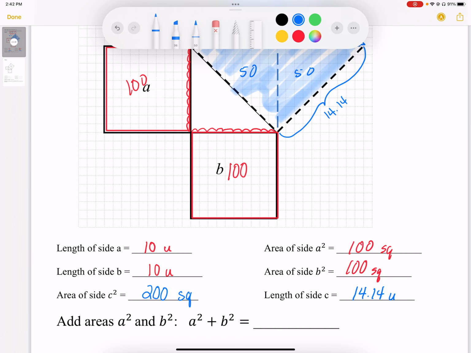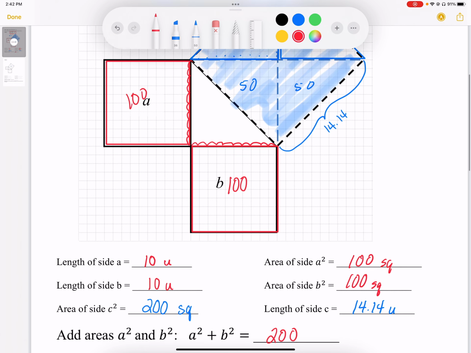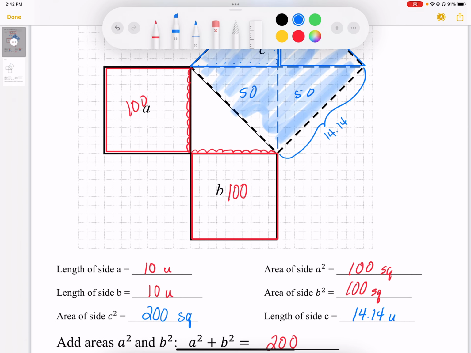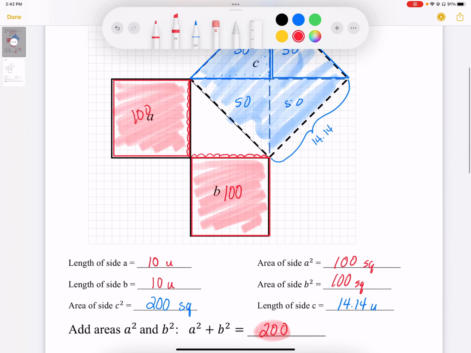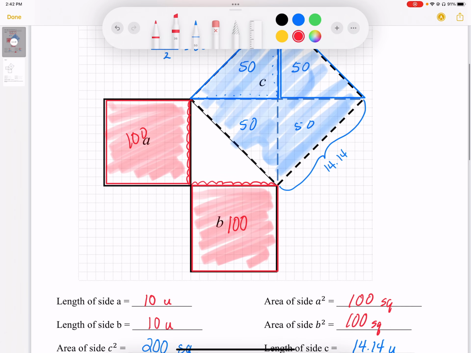So we have a squared plus b squared is going to be 200, and that confirms that a squared plus b squared, these two areas here, these two squares give me 200, and it also matches the diagonal square, which is what I want.